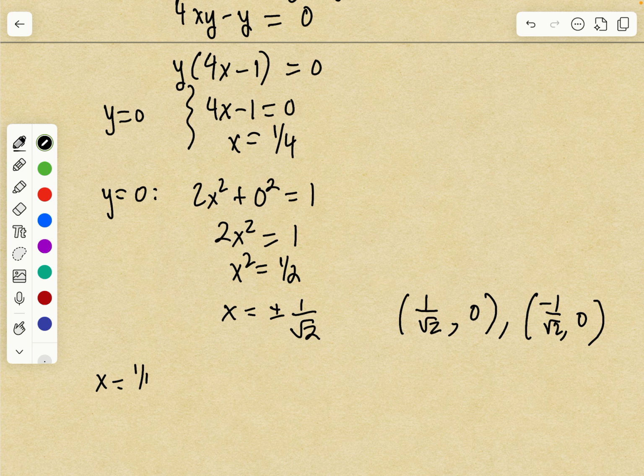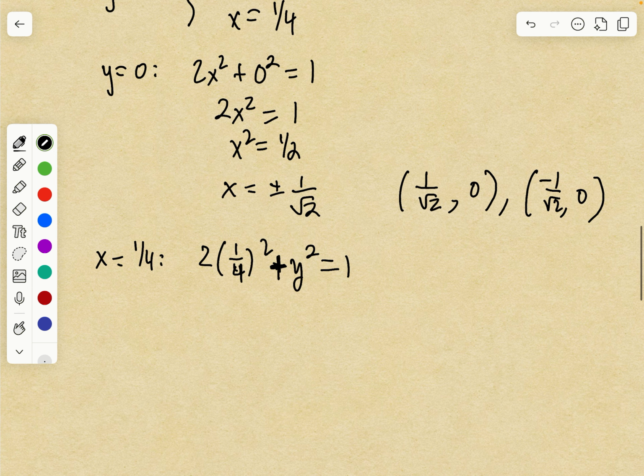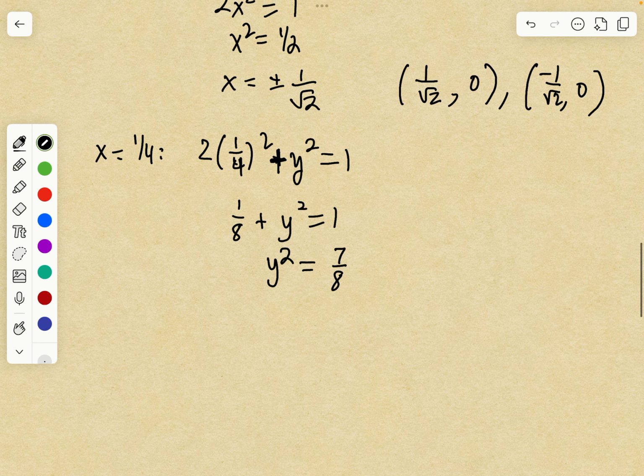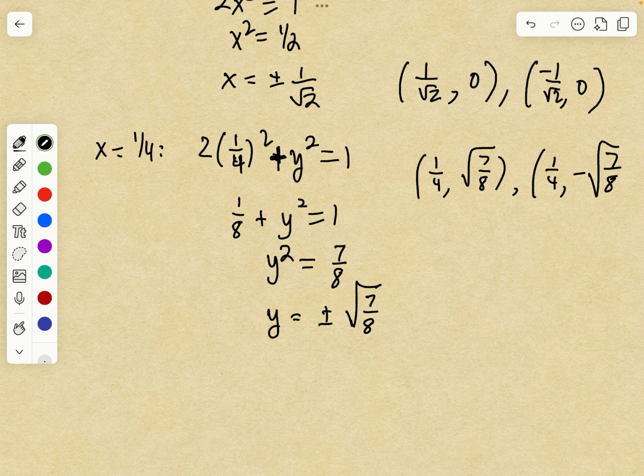What about when x is 1/4? Then you get 2 times x squared plus y squared equals 1. 1/4 squared is 1/16. 2 times that is 1/8. 1/8 plus y squared is 1. Subtract 1/8 from both sides. You get y squared is 7/8. So y is plus or minus square root of 7 over 8. So now you get these points, 1/4 the square root of 7 over 8, and 1/4 negative square root of 7 over 8.